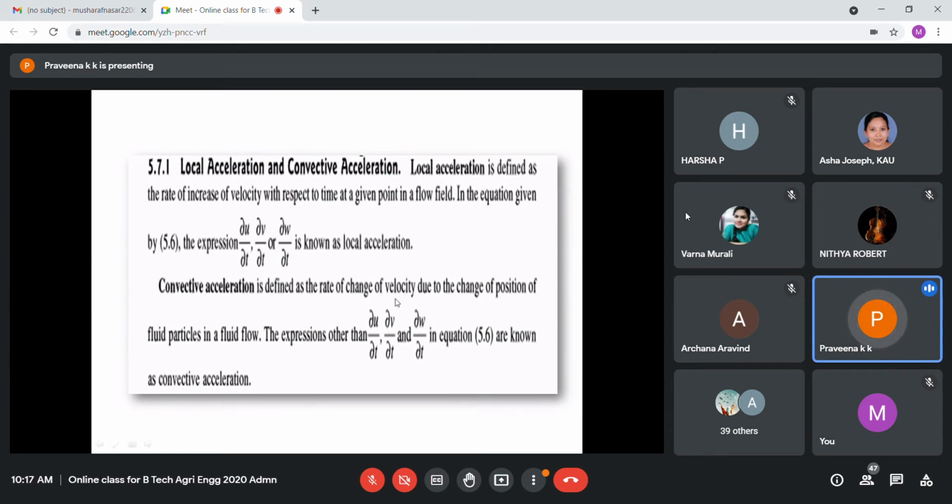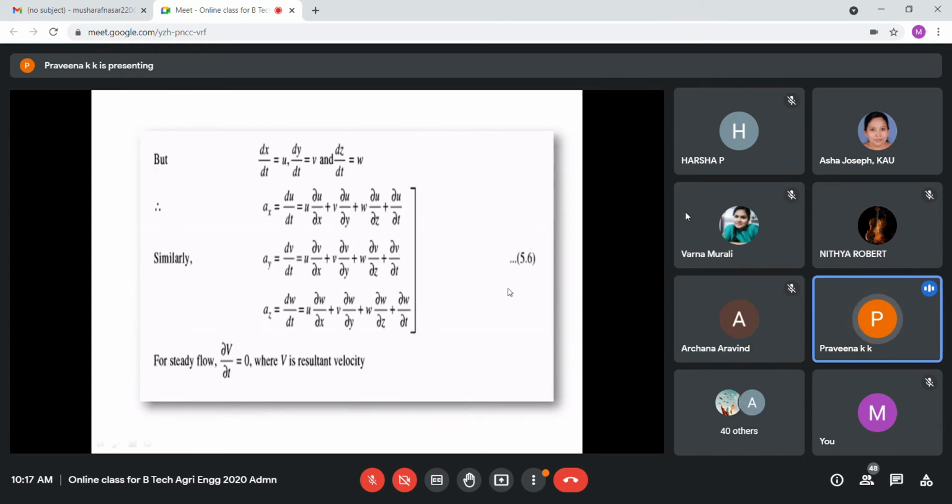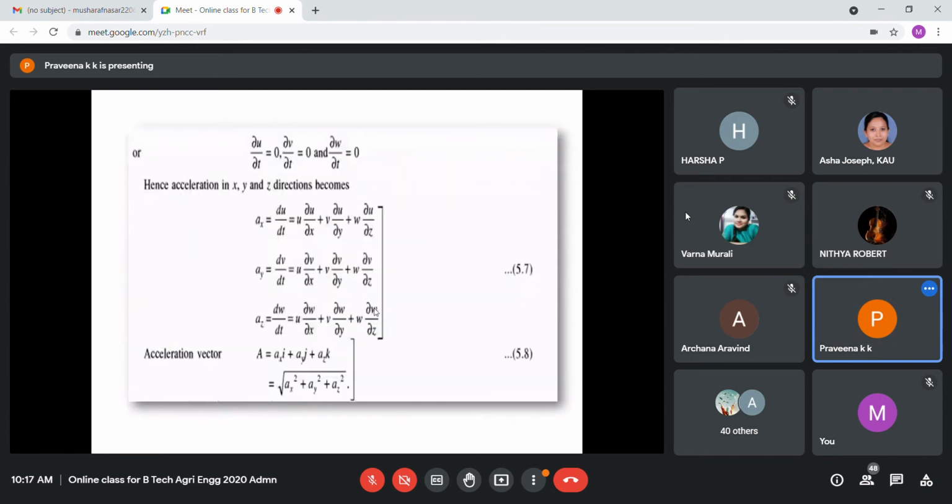It's the rate of change of velocity due to the change of position of fluid particles in a fluid flow. And the expressions other than dou u by dou t, dou v by dou t, and dou w by dou t in equation 5.6 are the convective acceleration.